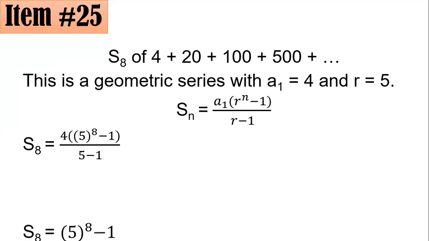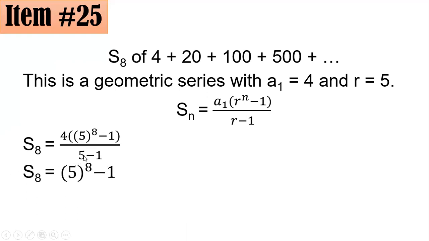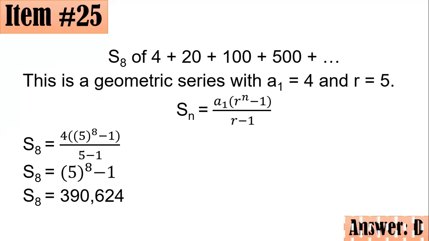And you see that the 5 minus 1 here simplifies to 4. And 4 divided by 4 is 1. That's why what remains is 5 raised to 8 minus 1. And that is 390,624. 5 raised to 8 means 5 times 5 times 5 times 5 times 5 times 5 times 5 times 5. You are taking 5 as a factor 8 times. And that's 390,625 minus 1. That's why 390,624, or letter D for this case.